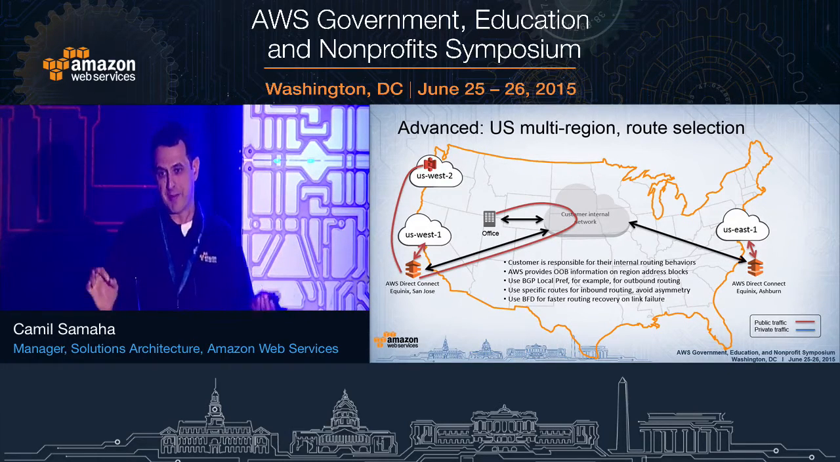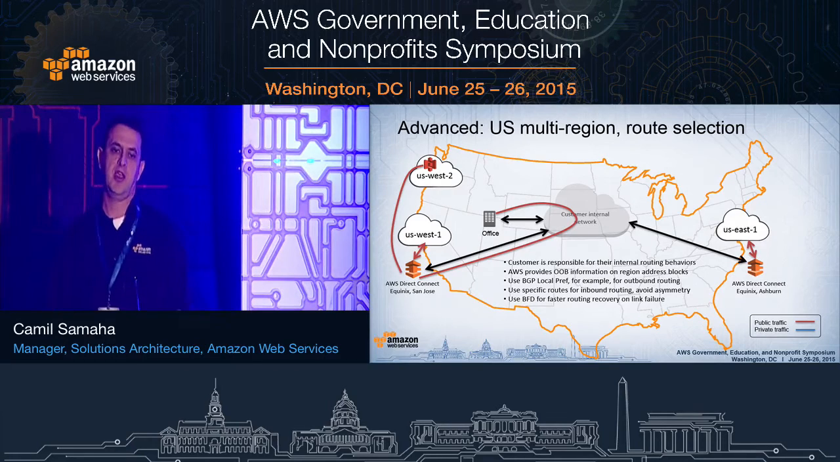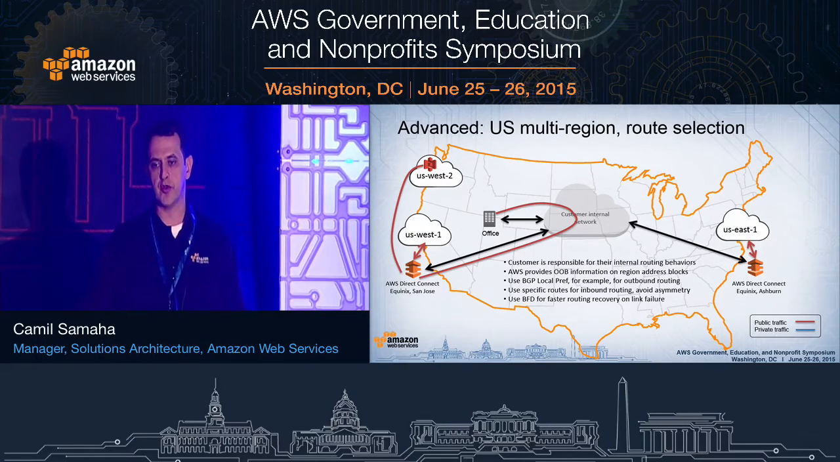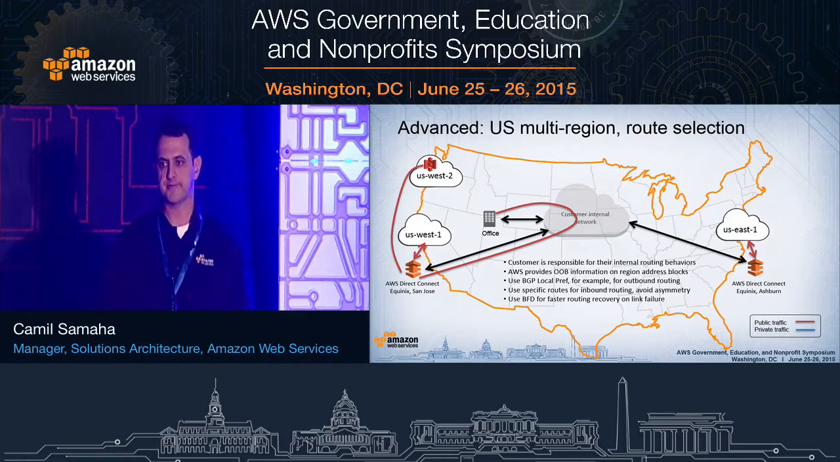But the main point here is we advertise the routes to you. You need to be able to make the right decisions to configure your environment to route the traffic to AWS in the way that you want it to route. Don't just take the default because we can't make those decisions for you. It might go the wrong path.